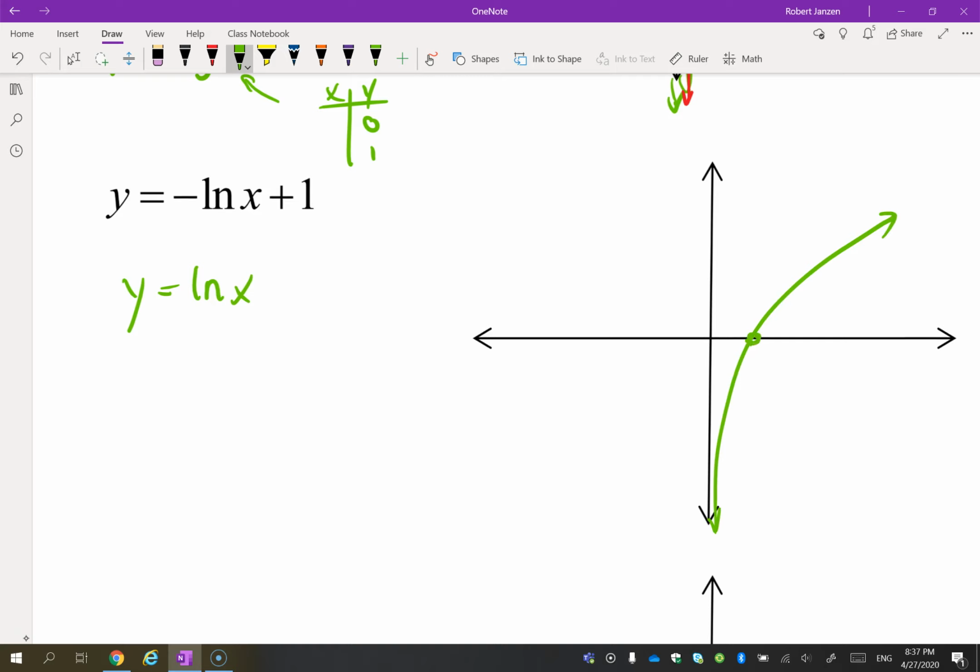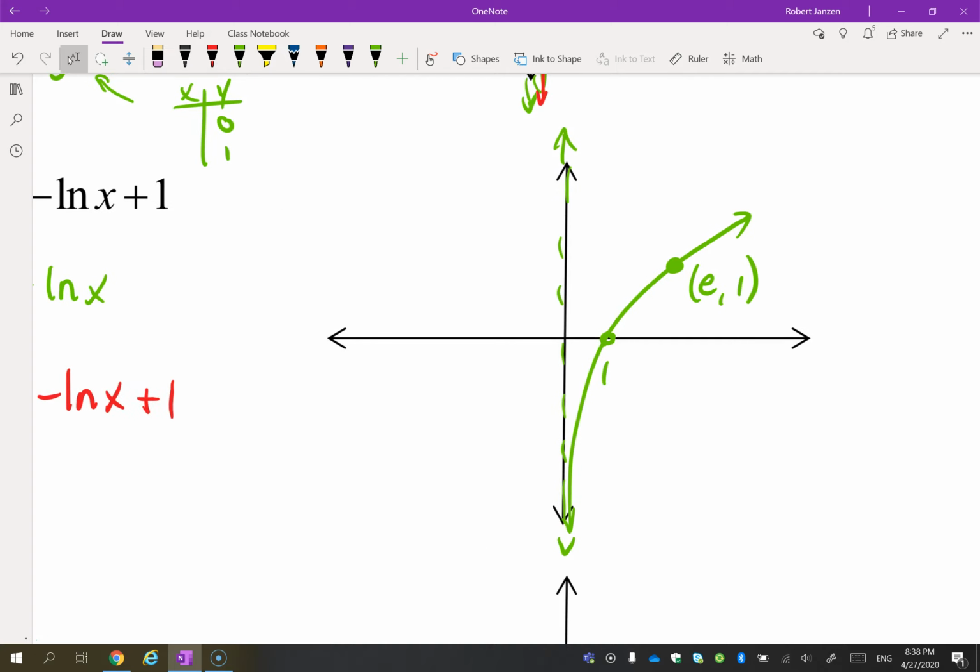So let's graph this. I know that the x-intercept is 1. And I know there is going to be a point here when I pick y is 1 that x will be e. Okay, and I'm going to do a transformation. We're going to go y is negative ln x, so this is going to be a vertical flip, and then up 1. So let's flip this vertically and up 1. The asymptote will stay the same. If I flip the x-intercept, it's going to stay the same, but up 1. So that's going to be the point 1, 1.